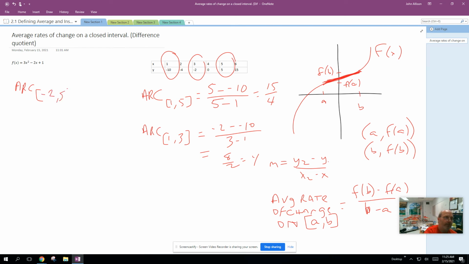-2 to 5. Then we need to find the points where x is -2 and x is 5 for that function. And in this case, we're going to look at f of -2, 3 times -2 squared minus 2 times -2 plus 1, and f of 5, and that's going to be 3 times 5 squared minus 2 times 5 plus 1.